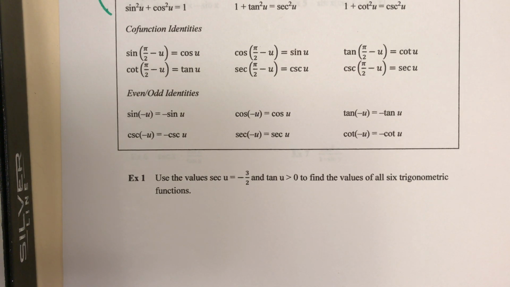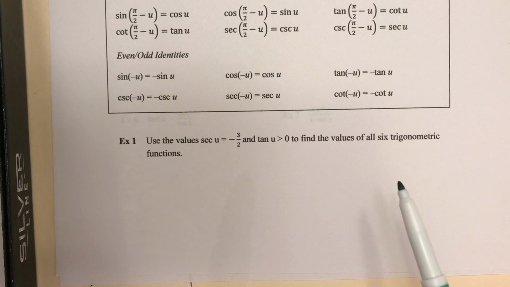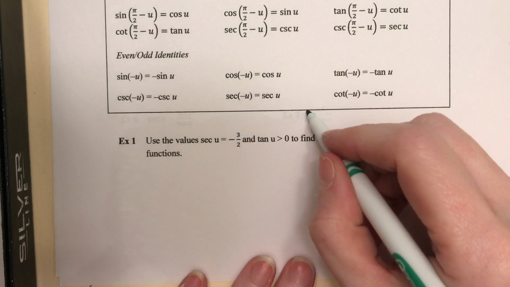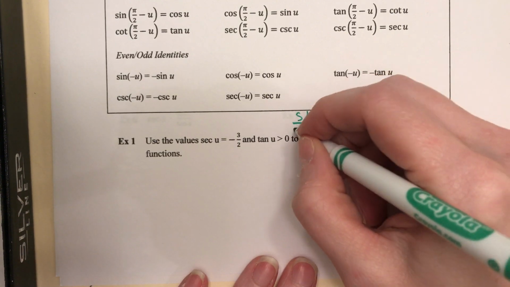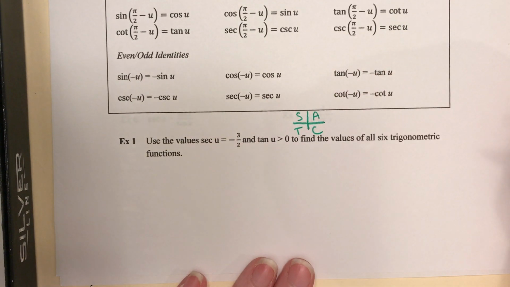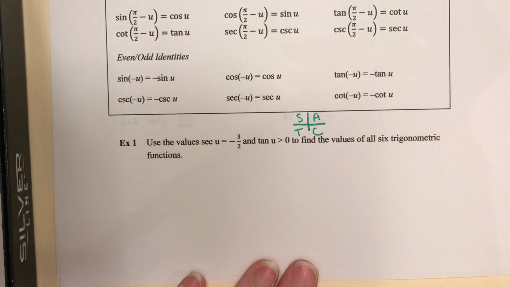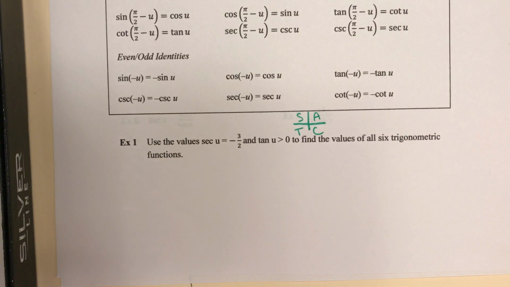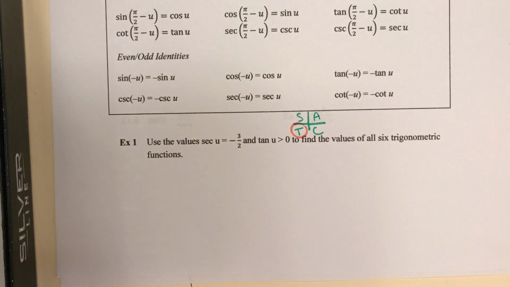Looking at example 1, it says use the values secant is equal to -3/2 and tangent is positive to find the values of all 6 trig functions. First I want to figure out what quadrant we're working in. Remember our mnemonic device, all students take calculus, and that helps us figure out what quadrant we're working in. If tangent is positive and secant is negative, I'm looking for the quadrant where tangent is positive and the other functions would be negative. So that means I'm in the third quadrant.